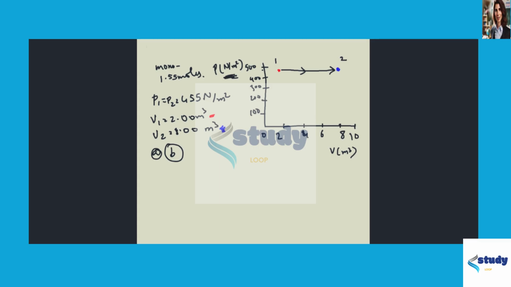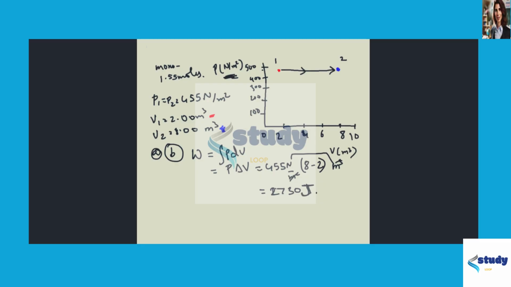For part B, we want to find out the amount of work done. We know that work is simply integral P dV, and because the pressure is constant here, this becomes P delta V. The pressure is 455 Newton per meter square times the volume change, 8 minus 2 meter cubed, final 8 minus initial 2. If you notice, the units become Newton meter, and Newton meter is a joule. And this number turns out to be 2,730 joules. This is the amount of work done.